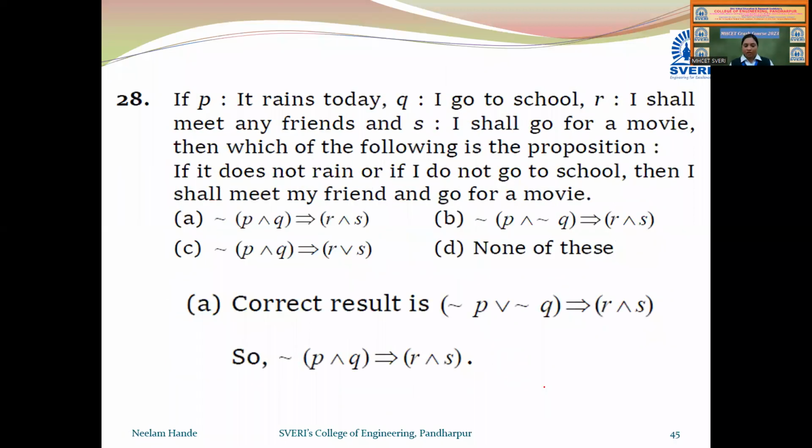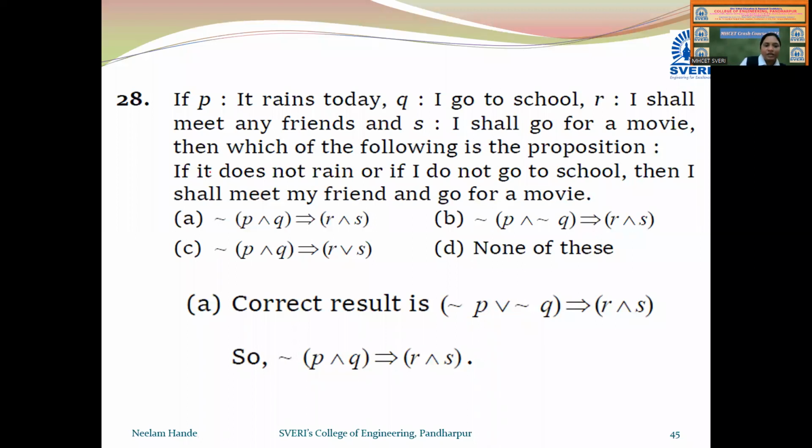Next. Think on this. It rains today. P is the statement, it rains today. Q is the statement, I go to school. R is the statement, I shall meet my friends. And S is the statement, I shall go for a movie. There are 4 different statements. Then which of the following is a proposition?